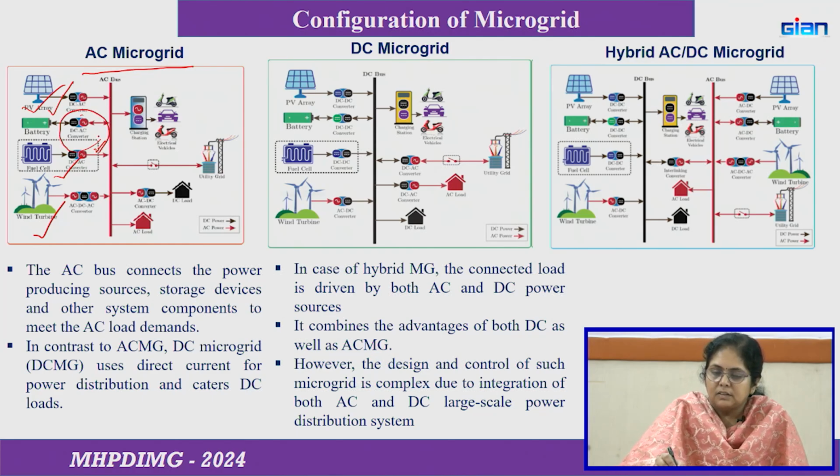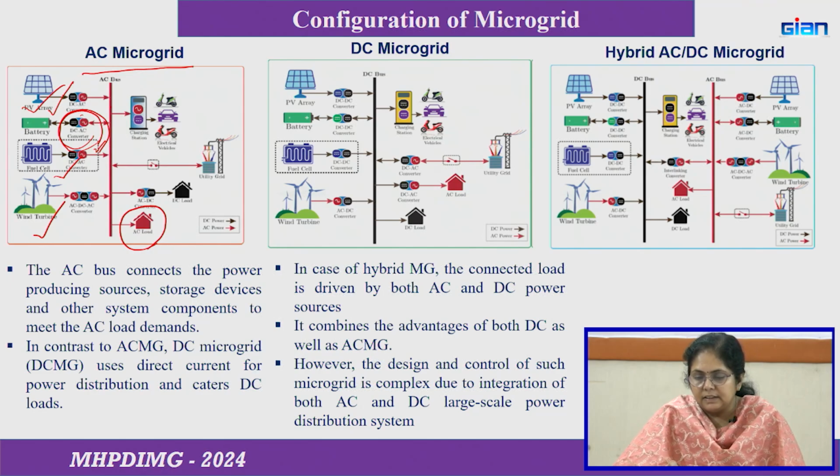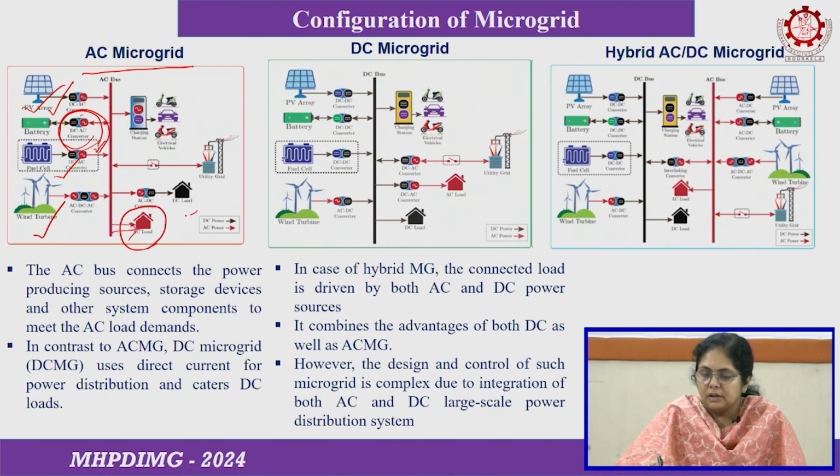But the sources and storage are connected to the AC bus through the corresponding power electronics converter, and then the load for the AC bus based microgrid, which means AC microgrid. If the load is AC, we do not need any power electronics converter, it is directly supplying the AC load. But if you are supplying a DC load, then we need another power electronics converter.